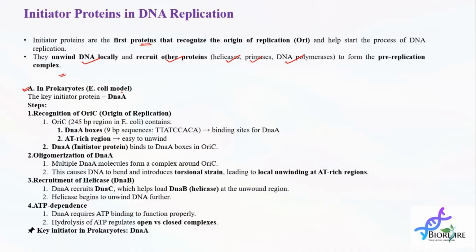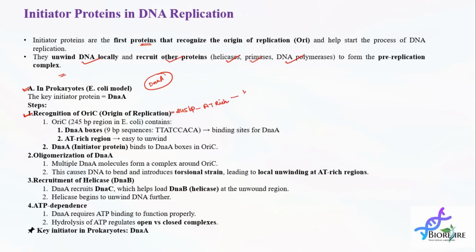In case of prokaryotics, the initiator protein is DNA A. This DNA A is the initiator protein. Okay, and how will it be helpful? First step is the recognition of the ORI region. And this ORI region, the size is 245 base pair.